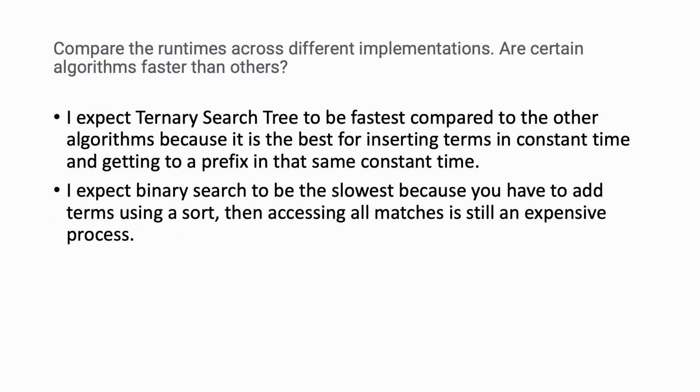So when comparing runtimes across different implementations, I expected ternary search tree to be the fastest compared to the other algorithms because it is best for inserting terms in constant time and getting to a prefix in that same constant time. And I expected binary search to be the slowest because you have to add terms using a sort, then accessing all the matches is still an expensive process in the end.